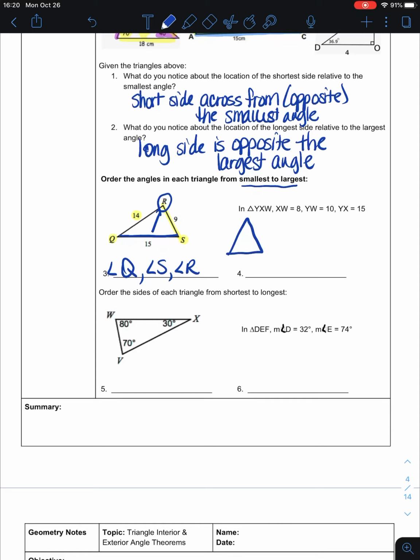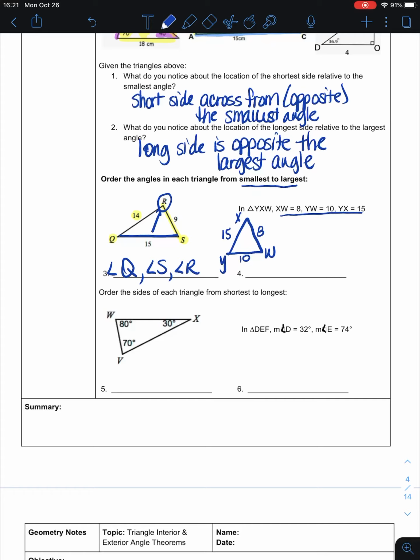So what if we don't have a triangle? That's okay, we can draw one. So let's just draw one. It can be any triangle, it doesn't matter. Y, X, W. I always think it's easier to look at it with a triangle than it is to look at all these letters. It gets confusing with all the letters, so it's easier if you just draw a picture. Just draw any random triangle, and then let's label it. XW is 8, YW is 10, and YX is 15.